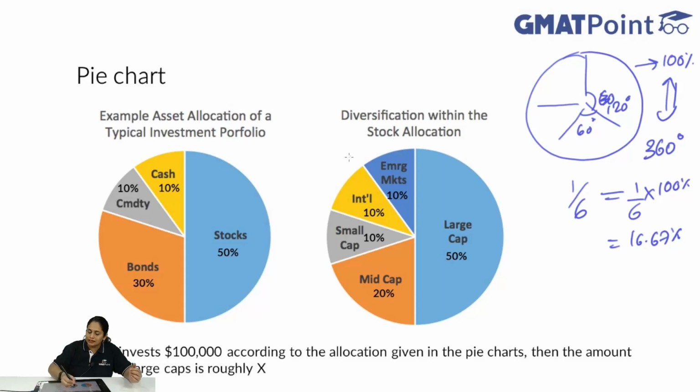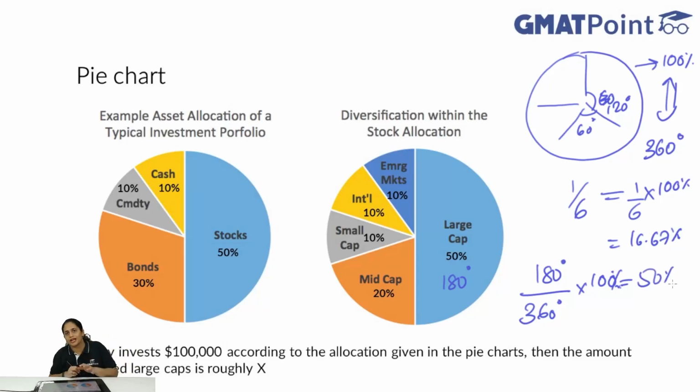So essentially, either you will be directly given percentage terms, as in this particular case, or you might be given degrees, which you have to convert into percentage terms. So suppose instead of giving me 50%, they had given me 180 degrees. 180 degrees is what percentage of 360 degrees? That would be 180 divided by 360 into 100%. I would still have gotten the value as 50%.